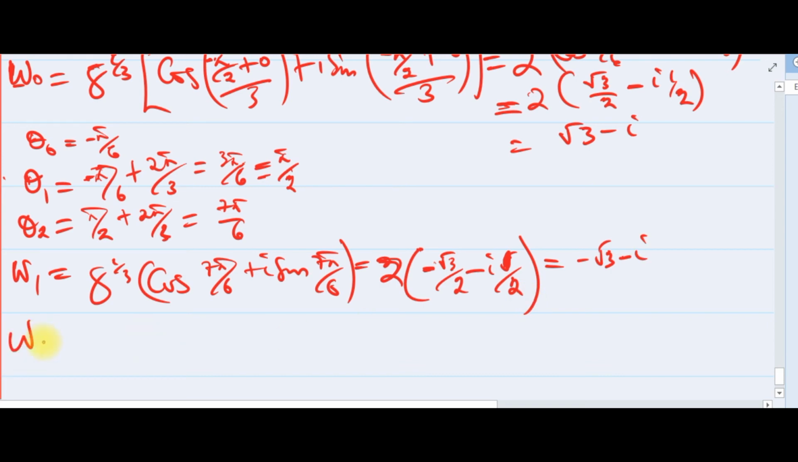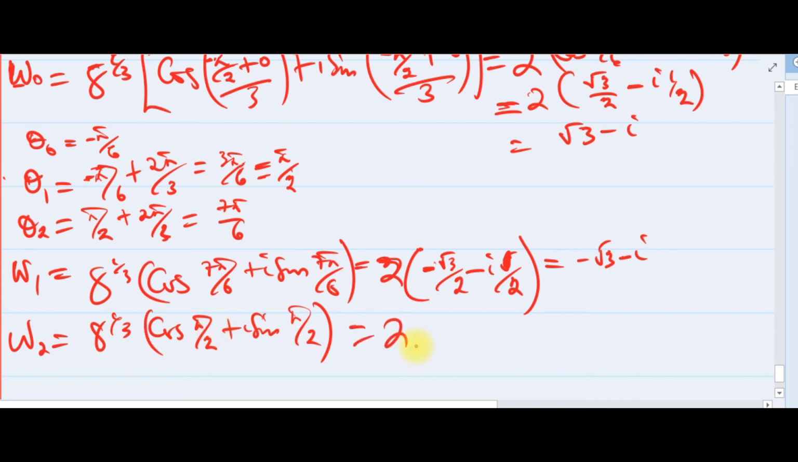So the last root is 8 to the 1 over 3 times cos pi over 2 plus i sine pi over 2, which is 2 times cos 90, which is 0, plus sine 90, which is 1. So the answer is 2i. So our roots are these.